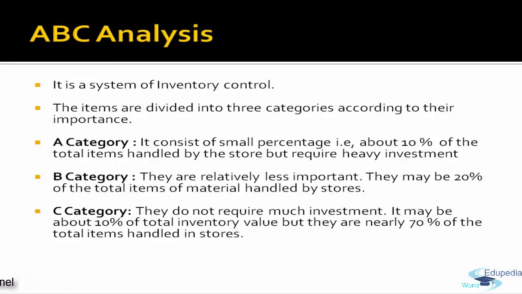Such types of inventories are considered as A category. The next is B category, which is relatively less important compared to A category. They do not stand for that much value, and the quantity and volume of the inventory is more than A category. However, the total investment would be less than A category. The last is the C category, which value-wise is just 10% of the total inventory cost, but volume-wise is 70% of the total items handled in the stores.